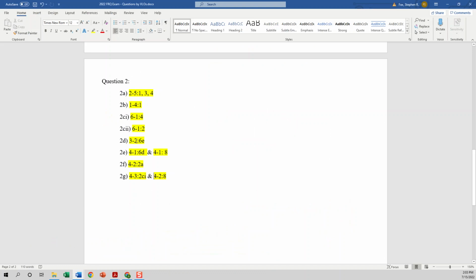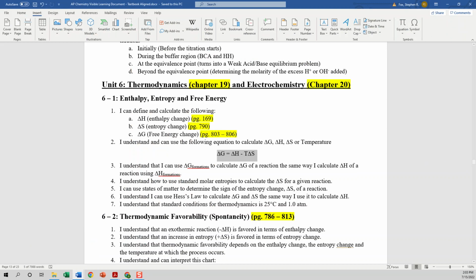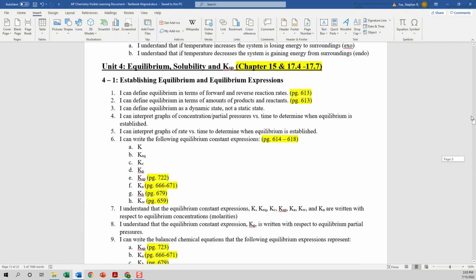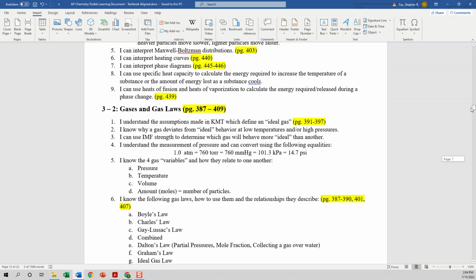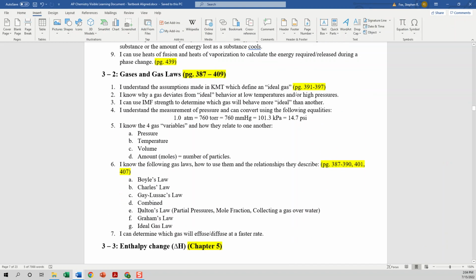So 3-2-6E. So now we're back to unit 3. So notice we started off with unit 2, then we went back to unit 1, then we went to unit 6 for a couple questions. Now we're back to unit 3. So let's go find that 3-2-6E. So let's scroll up here. Three dash 2-6E, Dalton's law, partial pressures, mole fraction, collecting energy. So this is the mole fraction one. Remember, mole fraction is the same as particle fraction.